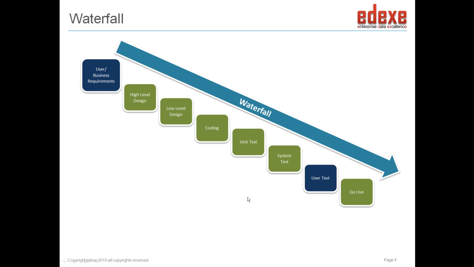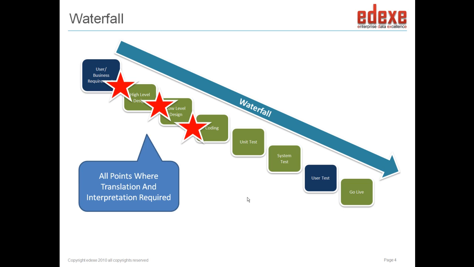So why does this happen? Well, there are three main flaws with the waterfall approach. Firstly, the three key points shown on the slide are where the requirements need to be translated from high level to low level technical requirements. And this is where the deviation between what is required and what is delivered takes place. And it's not uncommon on large projects for different people to write the different documents, which compounds this problem even further.